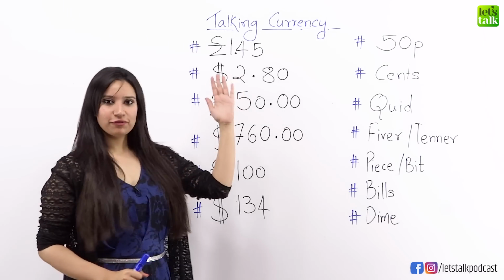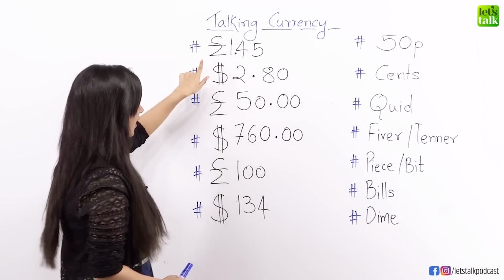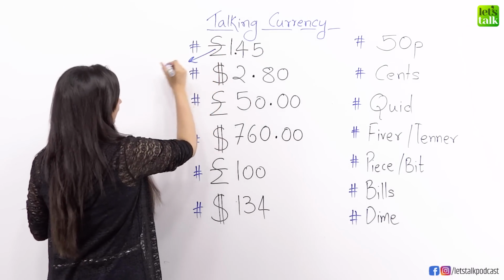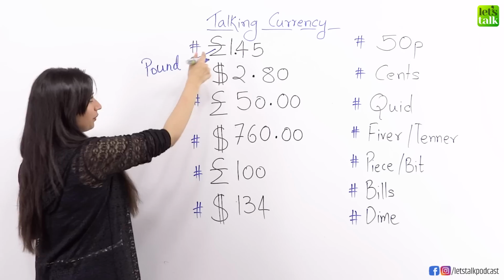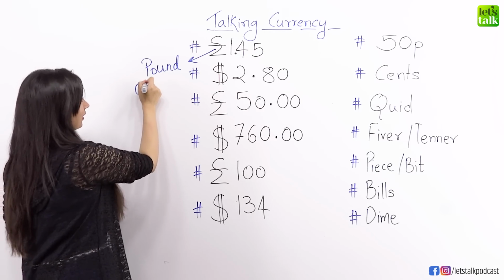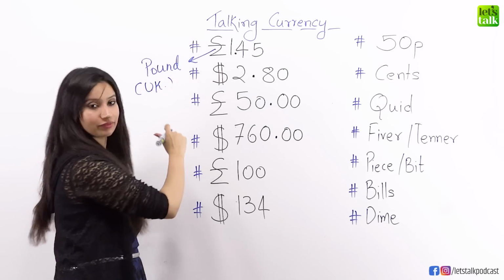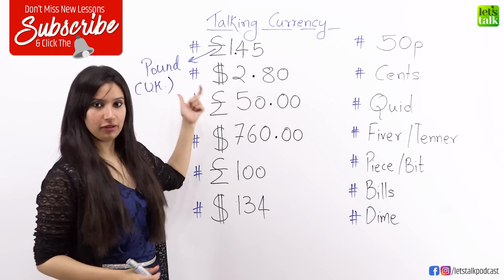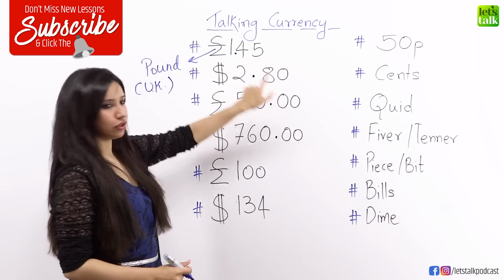So let's look at the first number that we have on the board. I hope you know that this sign means a pound, all right? This is a pound which reflects the British currency, the currency in the UK, because pound is used in the UK. All right. But how do we call this?